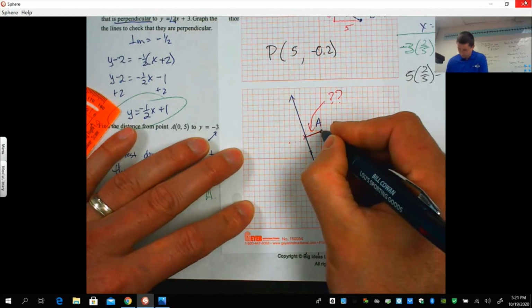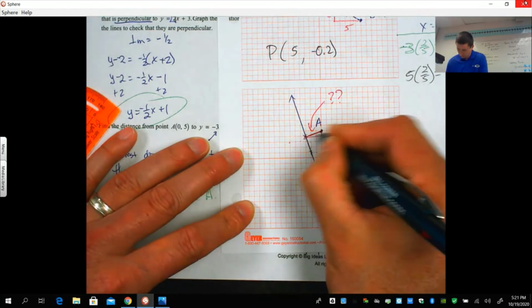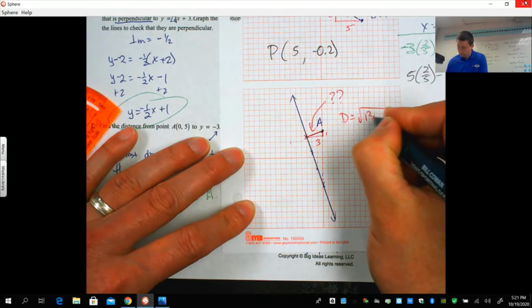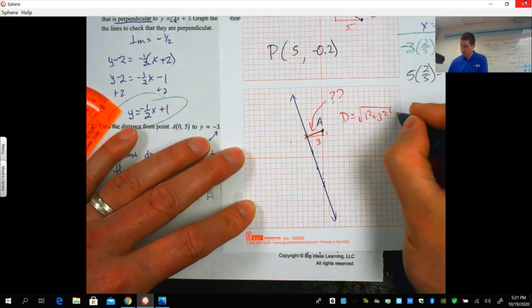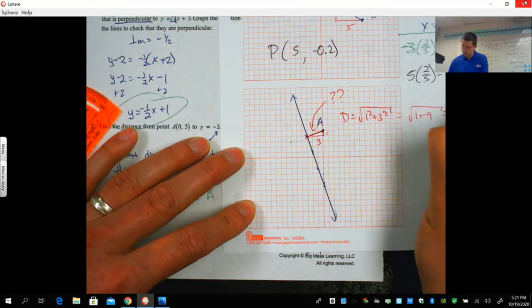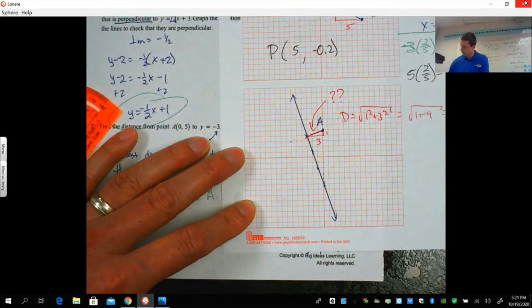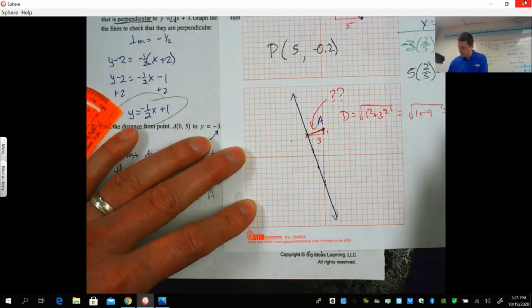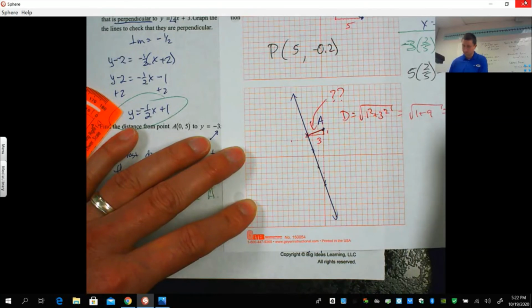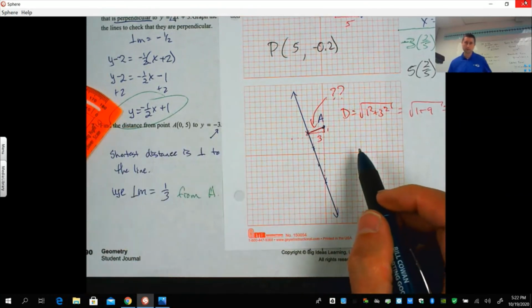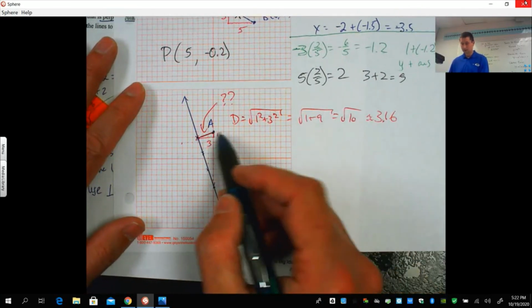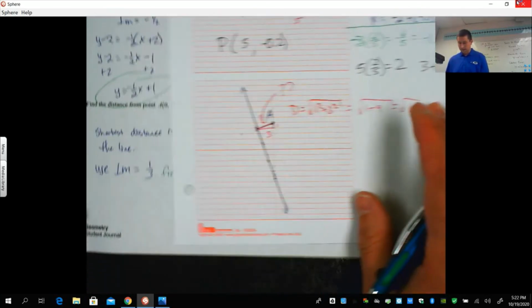So we can use the Pythagorean theorem. There's 1, there's 3, 1 and 3. Distance is going to be the square root of 1 squared plus 3 squared. That's the square root of 1 plus 9. It's going to be the square root of 10. Square root of 10 is about 3.16. So about 3.16 units if they want it to the hundredth. Okay, so that's how you do it.